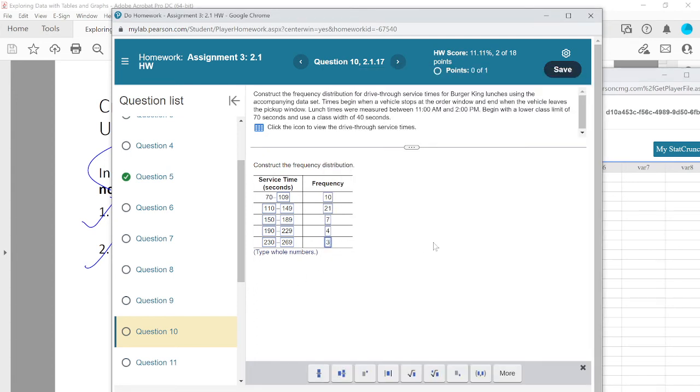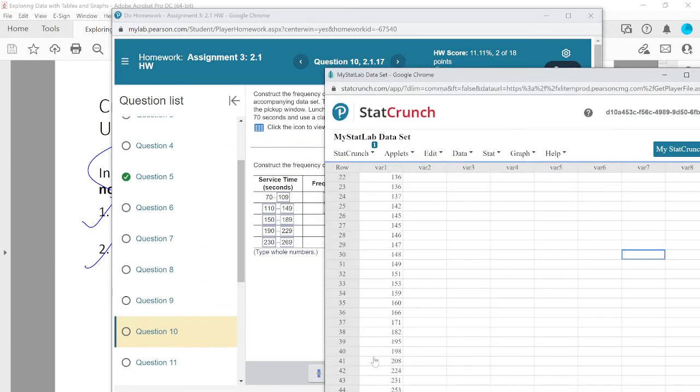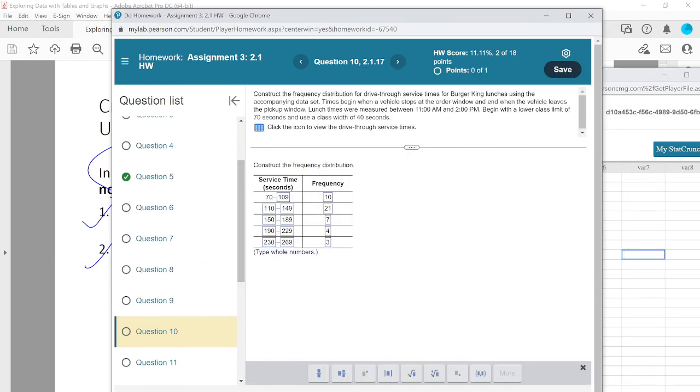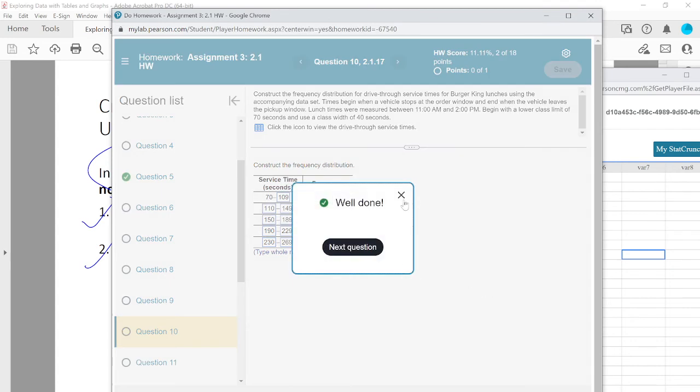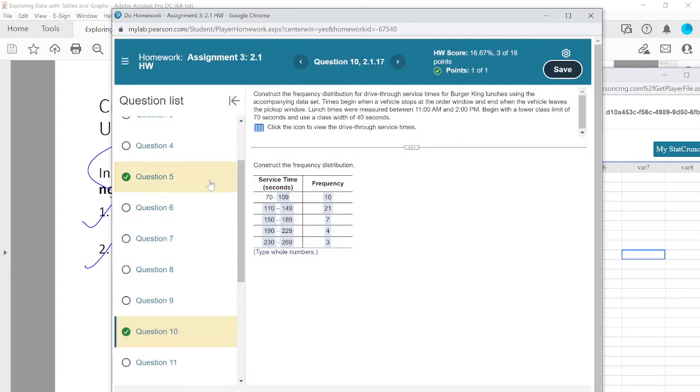So altogether it should be 31, 38, 42, 45. It should be 45 data. As you can see here, there are 45 data, so that's right. Okay, so that's how we can find out the frequency distribution.